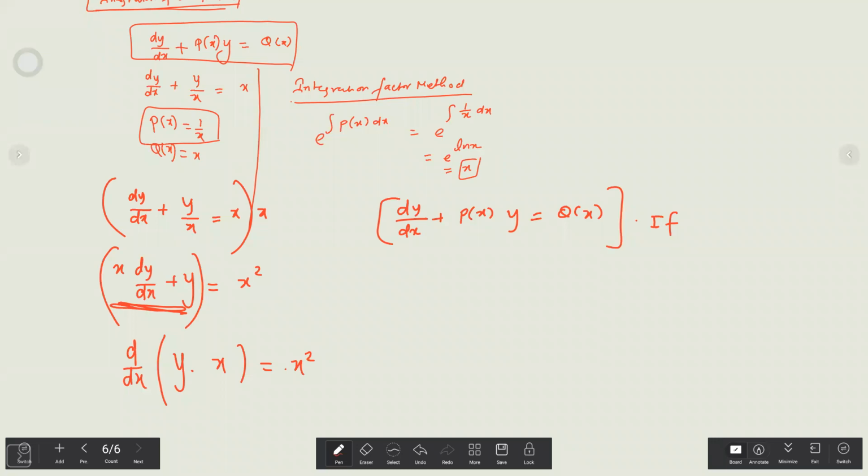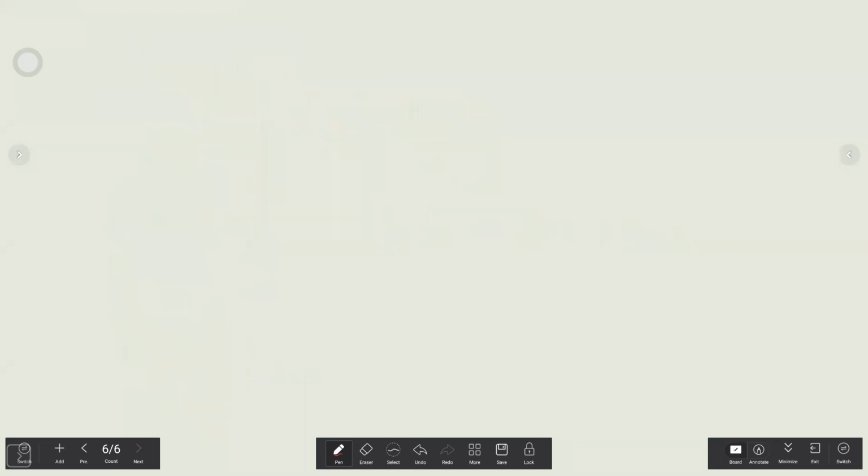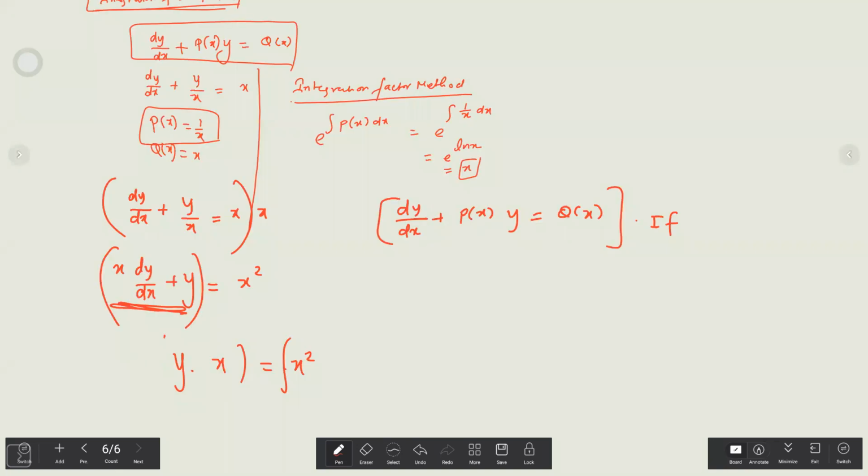Now since the left side is a derivative, on the other side we integrate. So the derivative disappears, and as a result you're going to get y times x equals x cubed by 3 plus c, and then you can just divide by x.